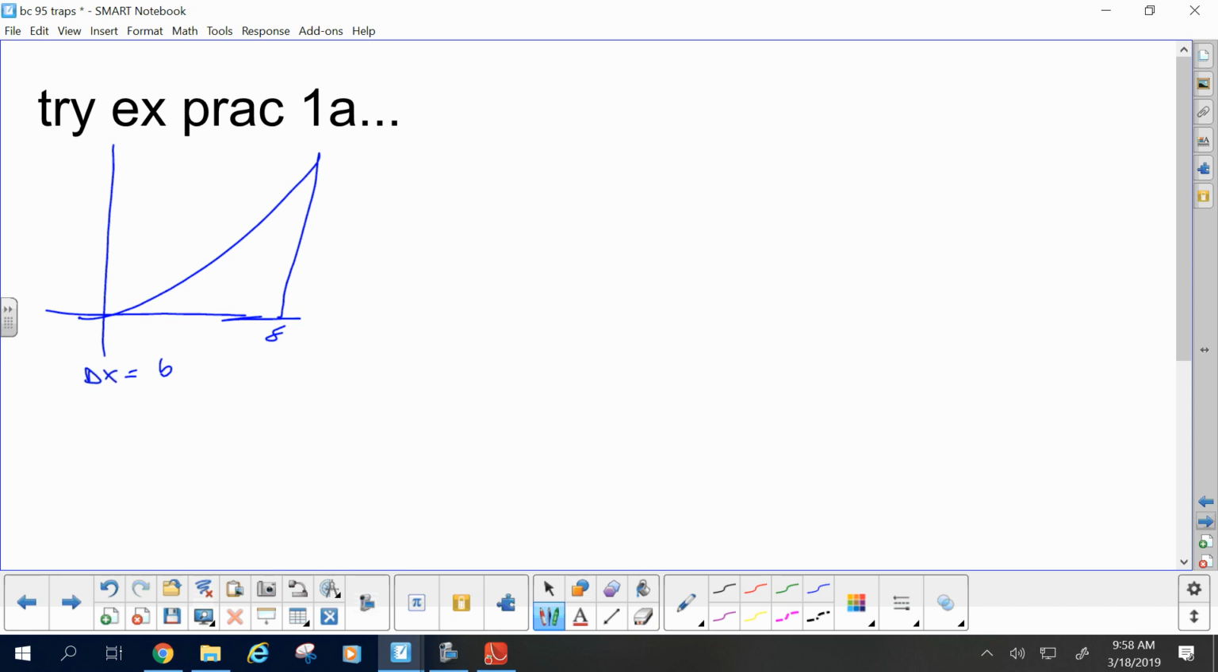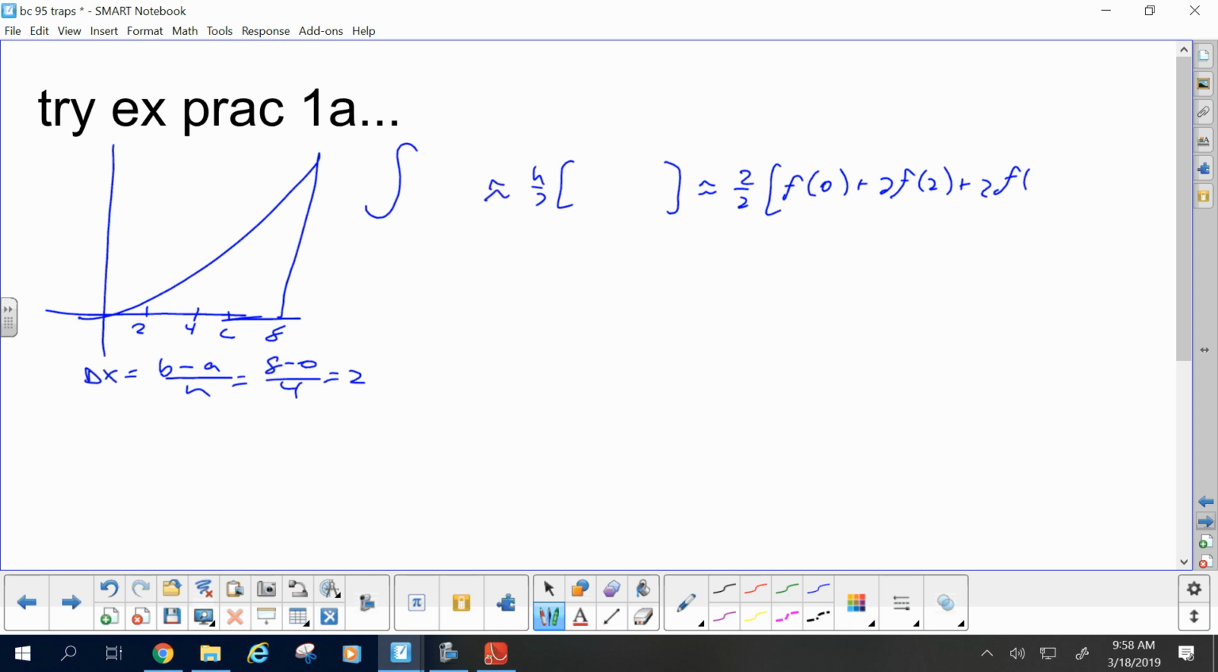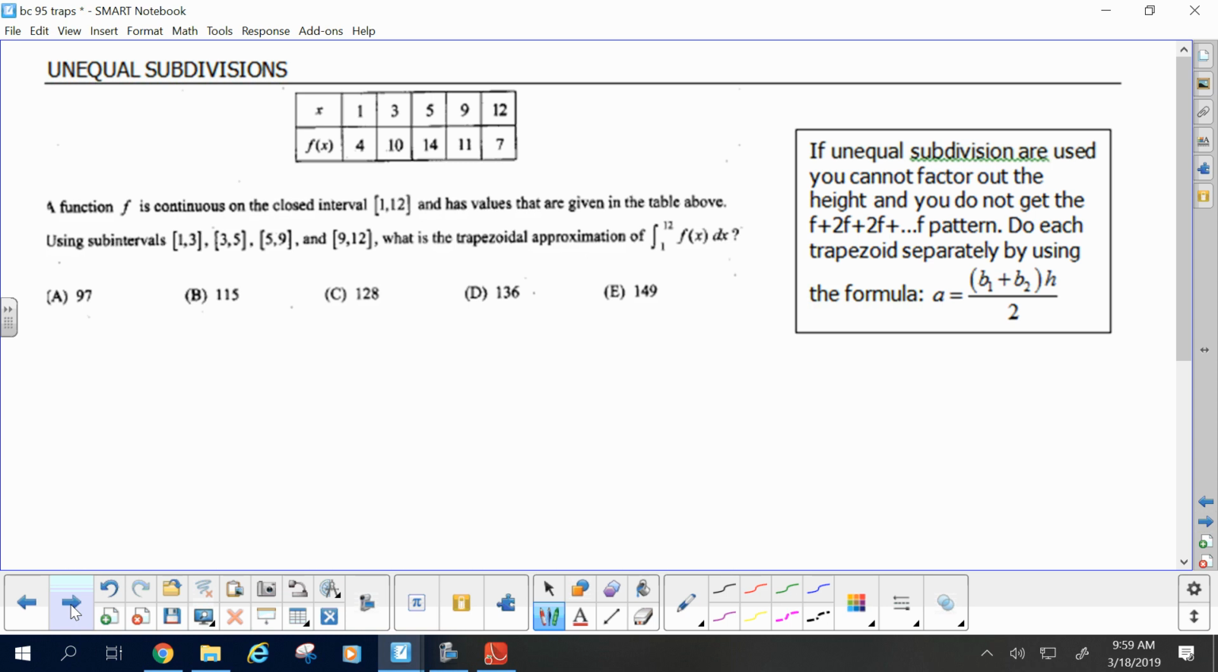What's your delta x? 2. 8 minus 0 divided into 4 chunks is 2 each chunk, right? Your estimate of the integral should be something like the height over 2, which is 2 over 2, with a f of 0 plus 2 f of 2 plus 2 f of 4 plus 2 f of 6 plus an f of 8. Right? So what'd you get for an answer? Anybody? Yeah. 176. 176, I agree. Okay? All right.